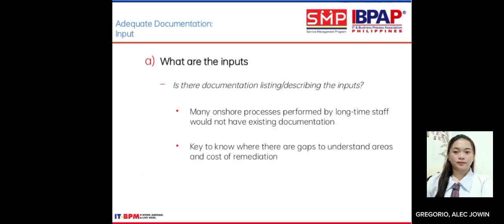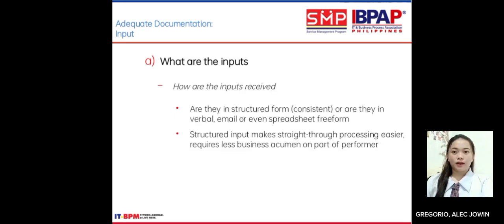What are the inputs? Is there documentation listing and describing the inputs? First bullet: many onshore processes performed by long-time staff would not have existing documentation. Second bullet: it is key to know where there are gaps to understand areas and causes for remediation. How are the inputs received? Less training for processors means faster growth from new hire to productive performer. Last bullet: structured input data points to early areas for process improvements and efficiency gains from straight-through processing.